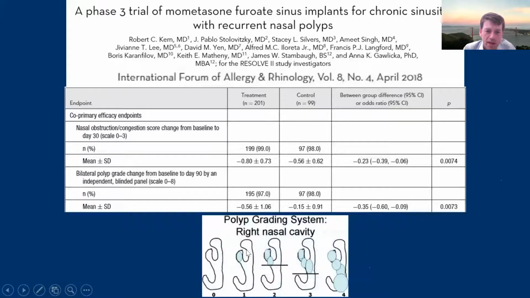And again, here's our polyp grading score, 0, 1, 2, 3, 4. It gets to 8 because they're looking at both sides. So if you think about the difference, this is a 0.35 divided by 2 because it's only on one side, and then really you end up with a pretty minimal change in polyp.